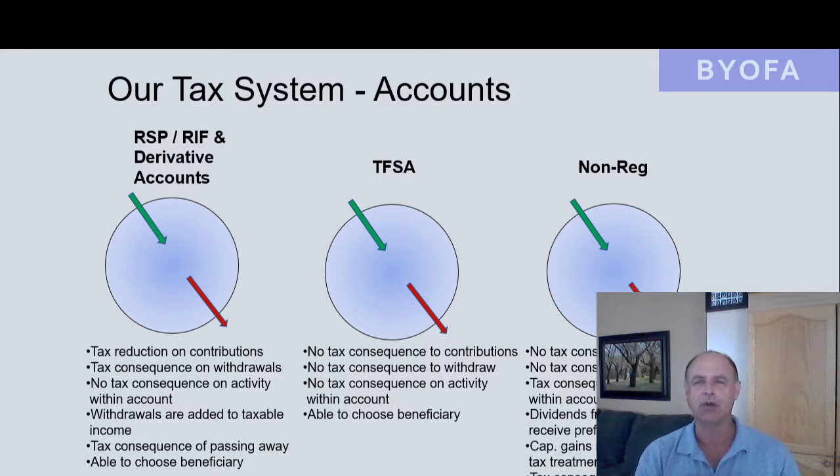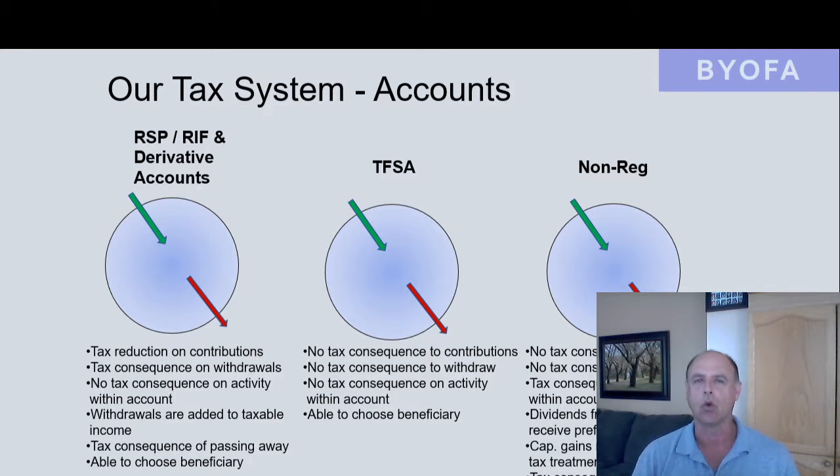But they all operate the same way, and that's important to know. Then the second account is the tax-free savings account, and the last account is a non-registered account. A joint account is a non-registered account. A bank account is a non-registered account. You can have an investment account that's a non-registered account. So these are the three main accounts.